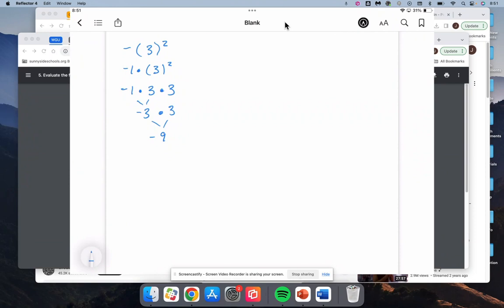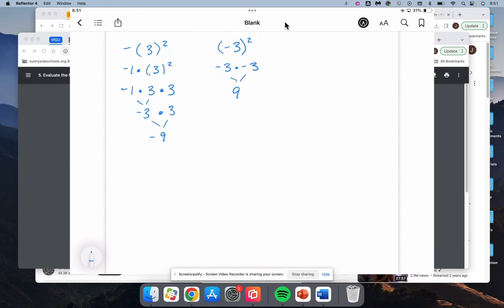It could look a little bit different, where we would have the negative inside the parentheses. This is different because we have a negative 3 being multiplied by a negative 3. Because that negative is inside the parentheses, it's part of what's being raised to the power of 2. So negative 3 times negative 3 is going to be positive 9.